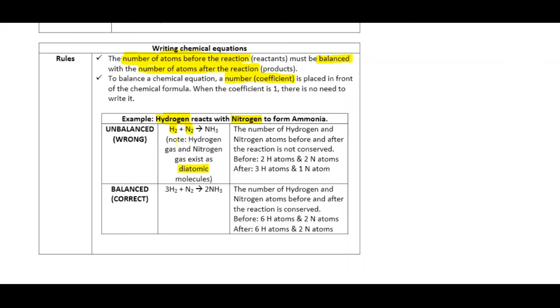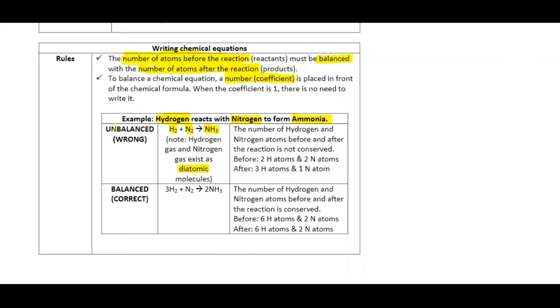Okay, the reactants are before the arrow, to form ammonia. So ammonia is the product. You have to know that ammonia is actually NH3, whereby there's one nitrogen atom and three hydrogen atoms within one molecule of ammonia. You have to know that. So ammonia is the product, right?